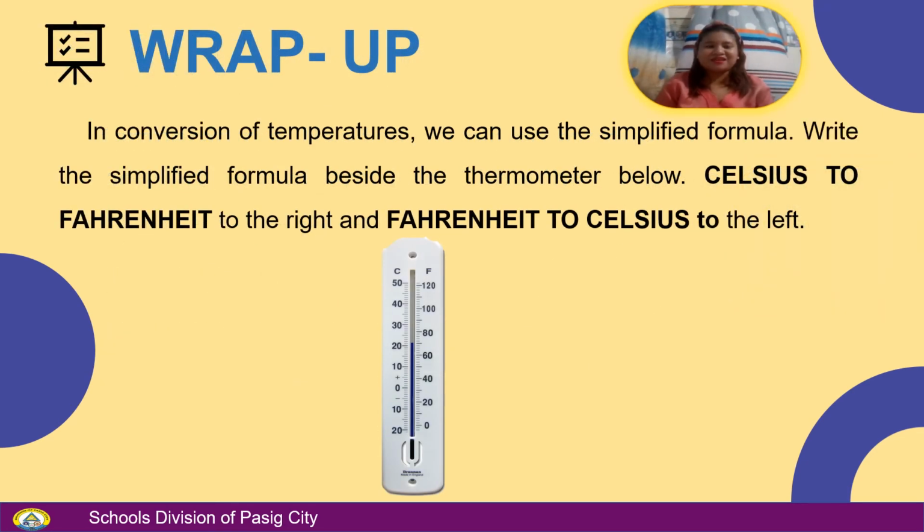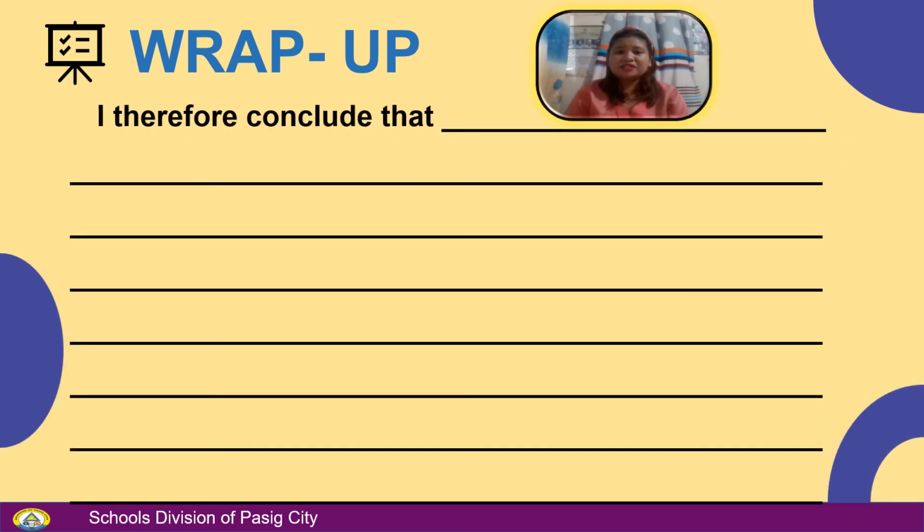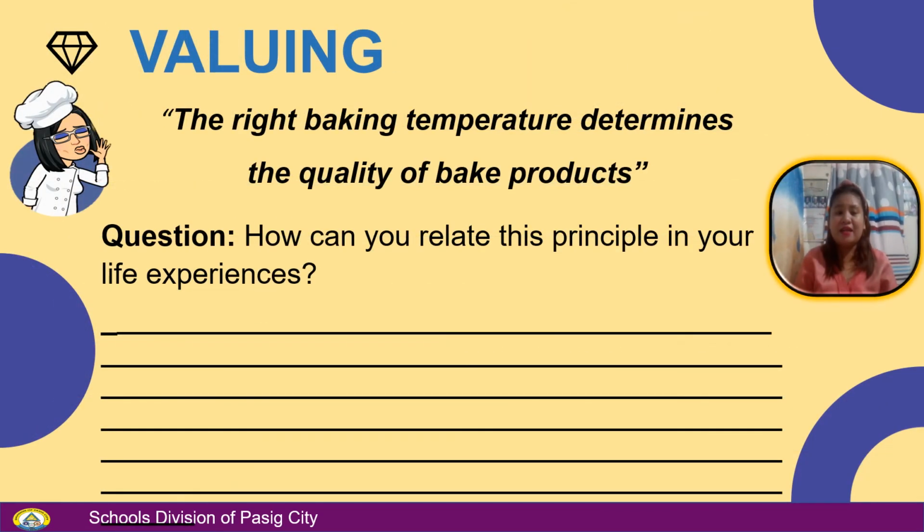Let's summarize the lesson. In conversion of temperatures, we can use a simplified formula. Write the simplified formula beside the thermometer below. Celsius to Fahrenheit to the right, and Fahrenheit to Celsius to the left. Then complete the following sentences. I therefore conclude that... Analyze this principle. The right baking temperature determines the quality of baked products. The question is, how can you relate this principle in your life experiences?